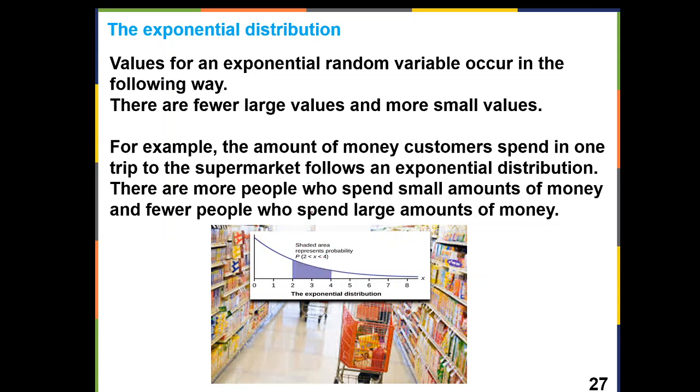All right? So whenever we have fewer large values and more small values, we get this kind of exponential distribution. So very few people spend large amounts of money in a grocery store, and a lot of people spend a small amount of money.